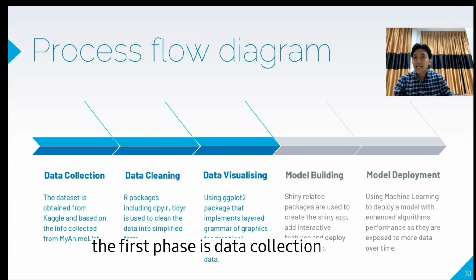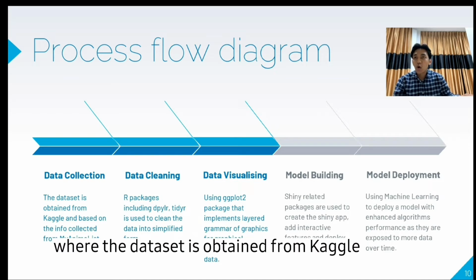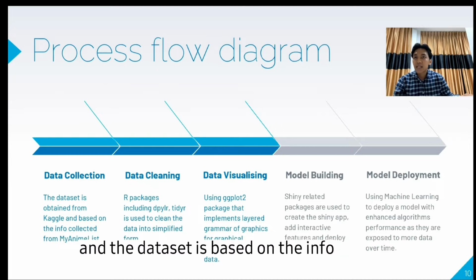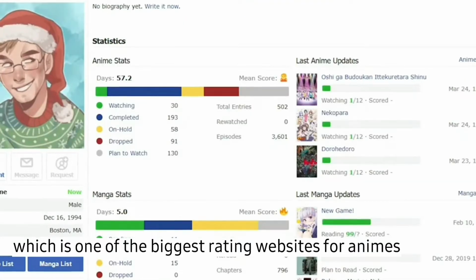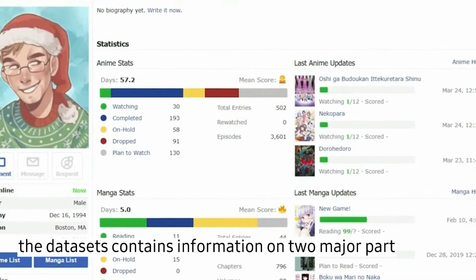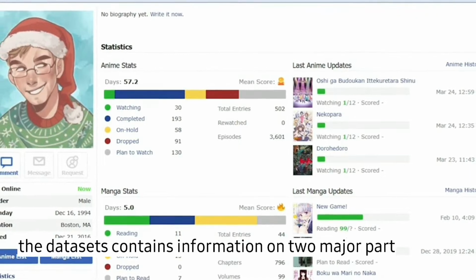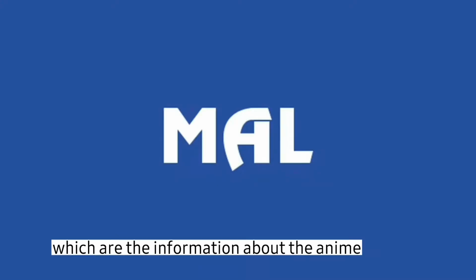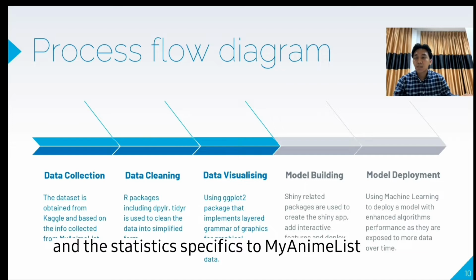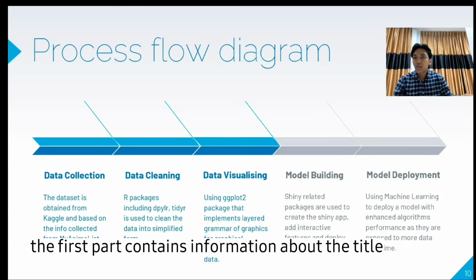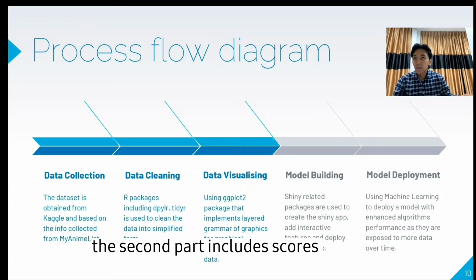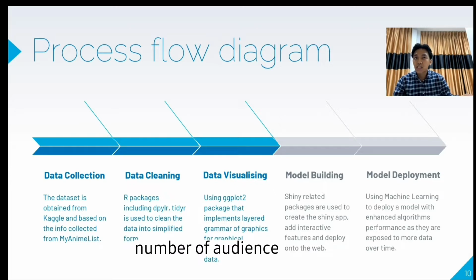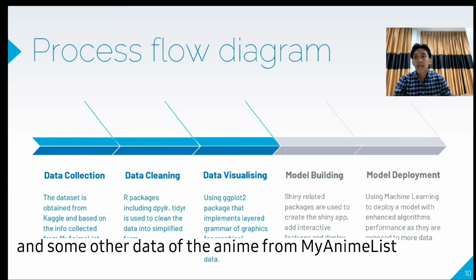The first phase is data collection, where the dataset is obtained from Kaggle, and the dataset is based on the info collected from MyAnimeList, which is one of the biggest rating websites for animes. The dataset contains information on 2 major parts, which are the information about the anime and the statistics specific to MyAnimeList. The first part contains information about the title, date premiered, genre, type of the anime, and so on. The second part includes scores, number of audience, and some other data of the anime from MyAnimeList.